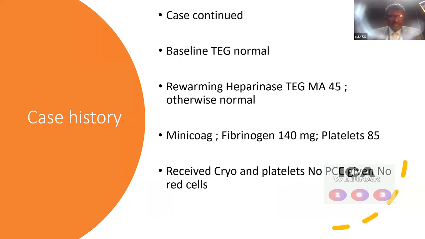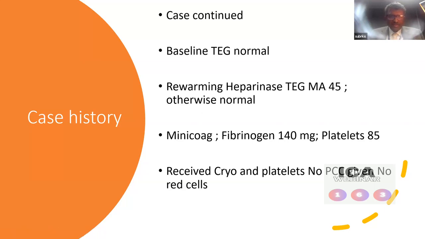So going back to the case history, the aortic dissection case without any risk factors, we did a hemiarch and came off bypass. Our baseline TEG was normal. We use TEG in our institution. We always send a heparinase TEG when we are rewarming, around 29, 28 degrees. The maximum amplitude was decreased, indicating platelet or fibrinogen deficiency. Otherwise, it was normal. R time and K time were normal.